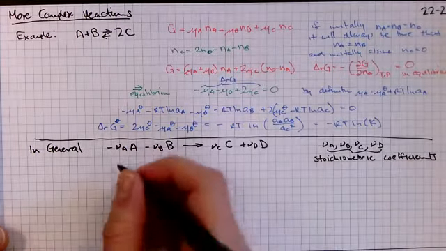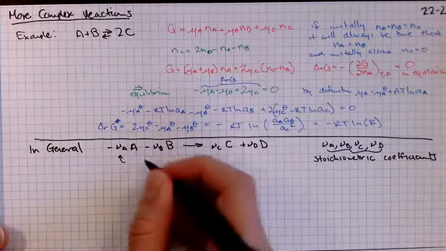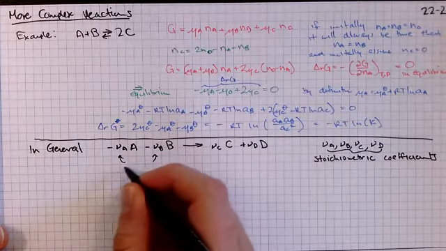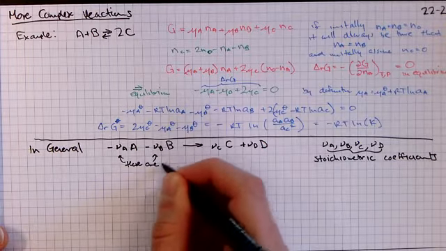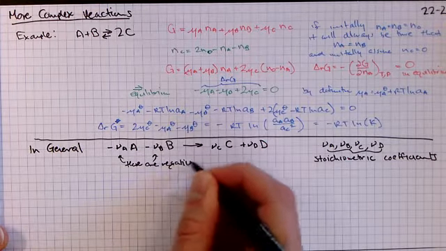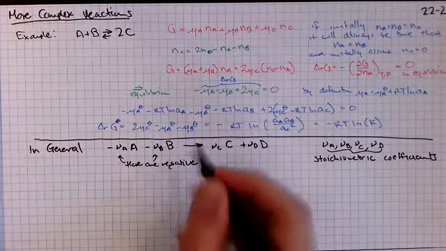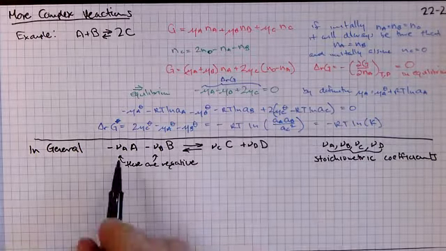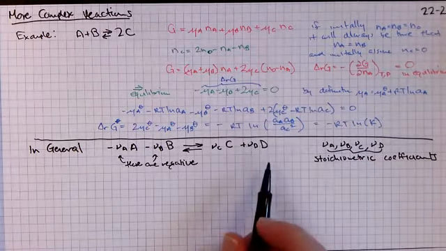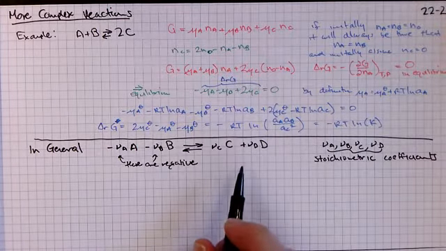And notice that I'm just doing this in a very general sense. The ones that are on the left-hand side of the reaction are negative. So if the stoichiometric coefficient is negative, it's on the left-hand side. If the stoichiometric coefficient is positive, it's on the right-hand side. And then I can write down any number of species with any number of stoichiometric coefficients in a very general way, right?